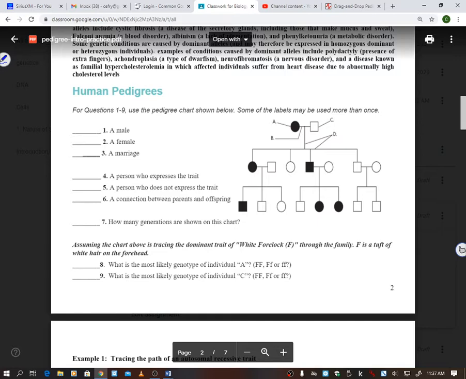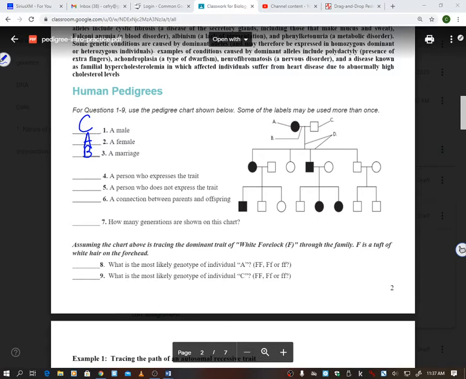So let's look at questions 1 through 9. A male, so which one's a male? A, B, C, or D? If you said C, you are correct. Number 2, which one is the female? That is A. Which letter represents a marriage? And that is B.